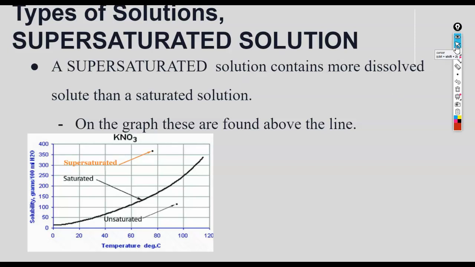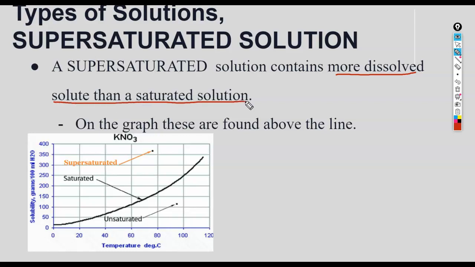Okay, and actually I think we're just really quickly going to talk about supersaturated and unsaturated, and then we'll come back and talk about it in more detail in the next lesson. Okay, so we have saturated solution. A supersaturated solution is basically one that contains more dissolved solute than a saturated solution. Now, if you look at what it says in the notes, more dissolved solute than a saturated solution.